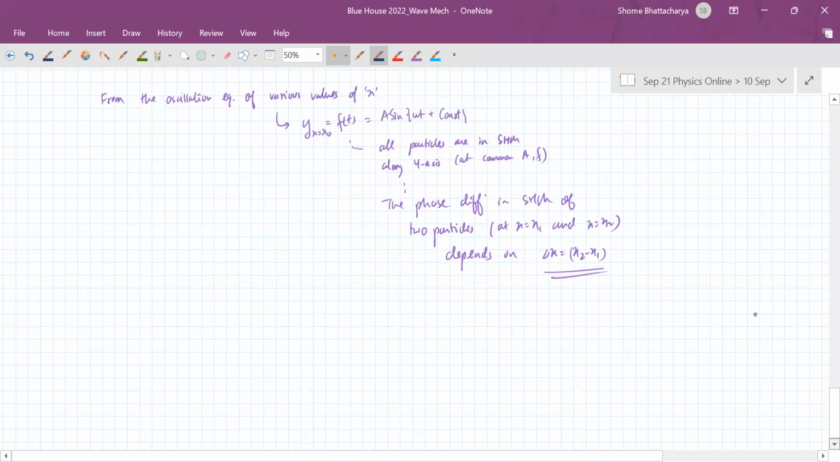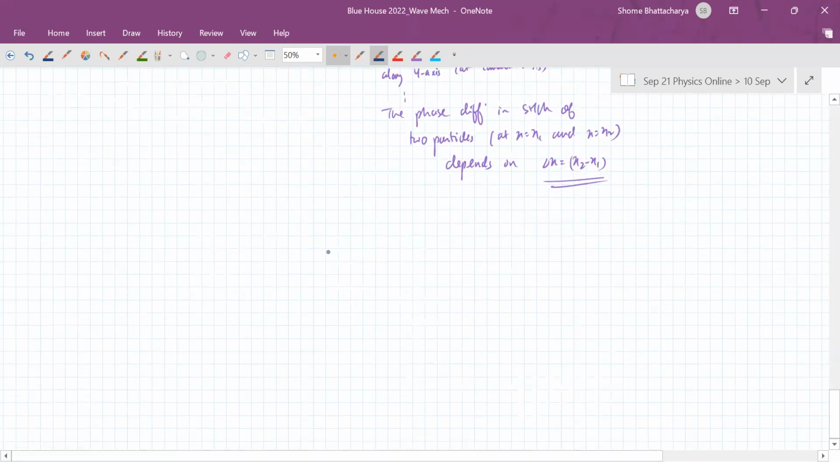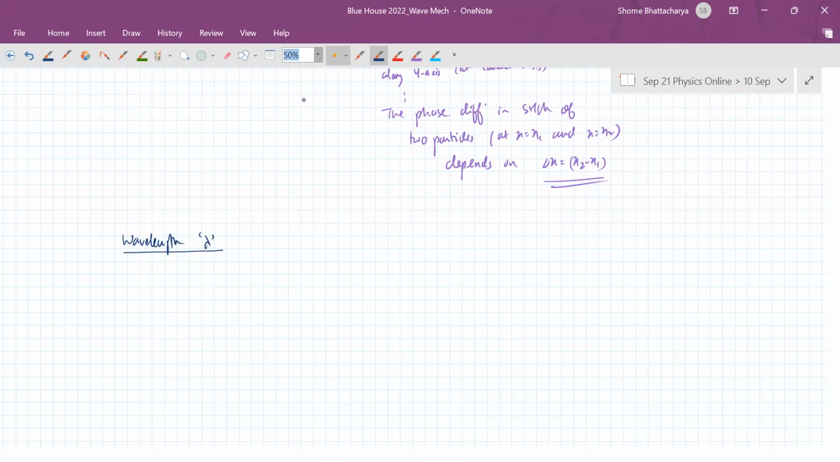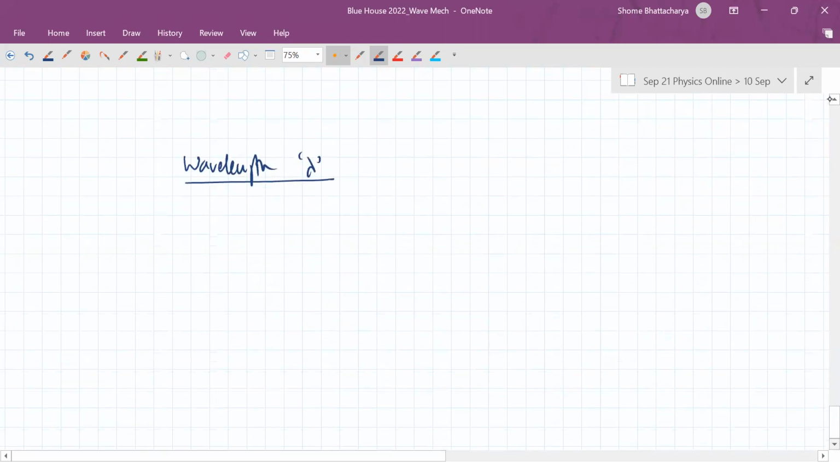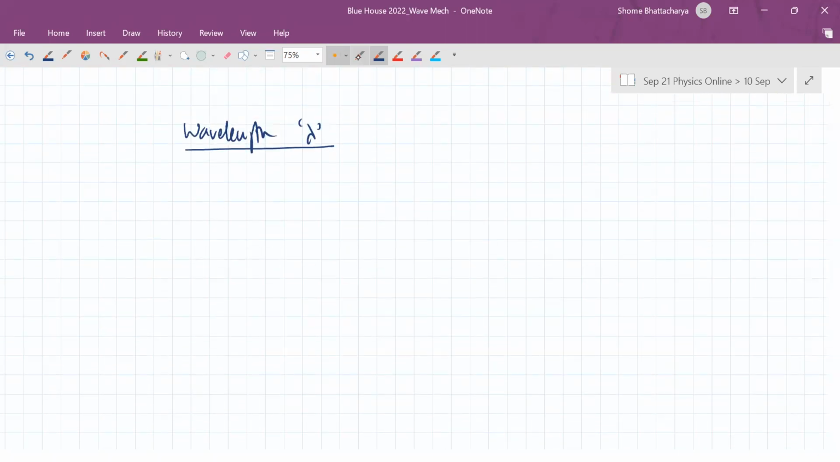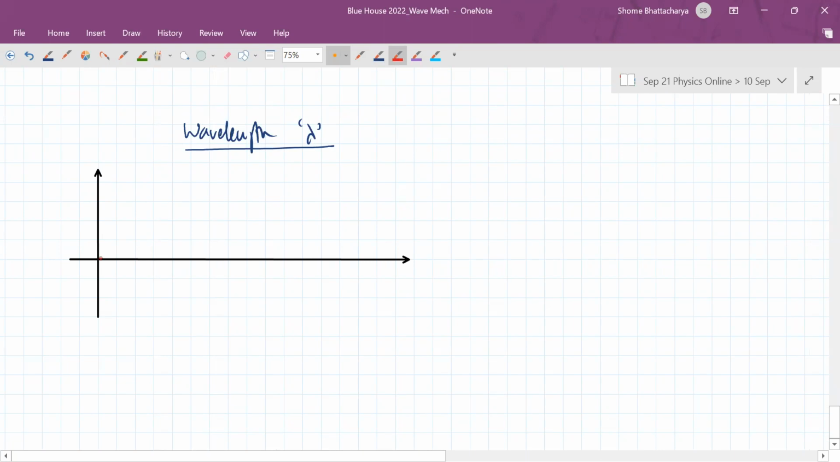Okay, so now we bring in the concept of wavelength. Lambda is a symbol used for wavelength. So for example, we were looking at the snapshot picture at various different times. Okay, and we saw that it's basically a sine curve, a sinusoidal shape, which is traveling.